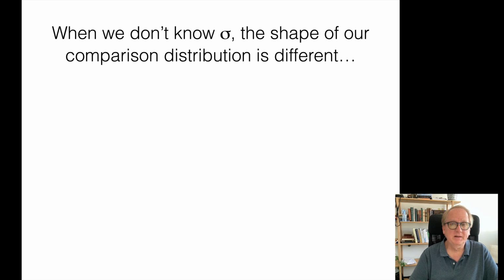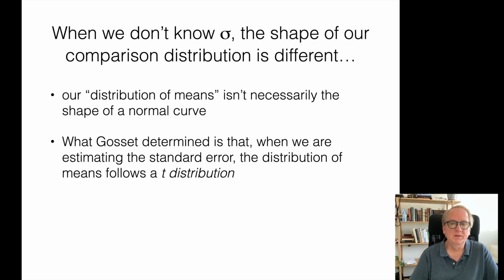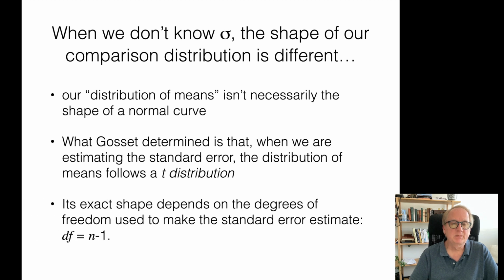So it doesn't necessarily follow a normal curve. And in fact, what Gossett found was that the distribution of means when you're estimating the population standard deviation isn't the shape necessarily of a normal curve. It's a little bit off. And what he determined was that when we are estimating it, the distribution of means follows what he called a t-distribution. Its exact shape depends on the degrees of freedom that are used to make the standard error estimate. In this case, its degrees of freedom is equal to n-1, okay?